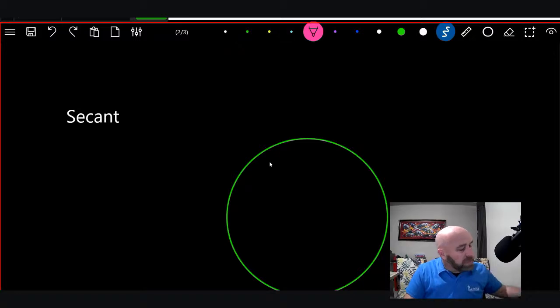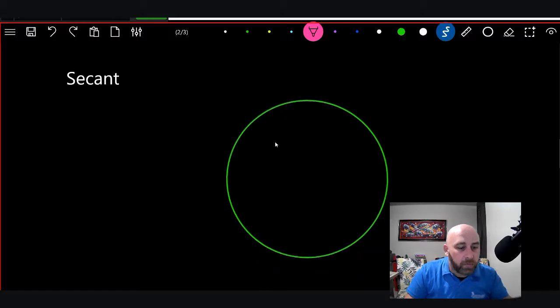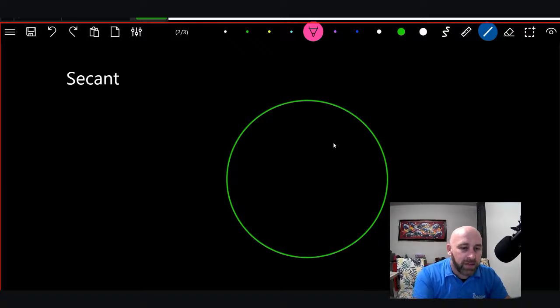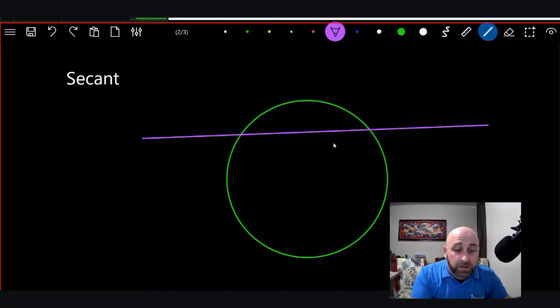Page 150, we'll talk about the secant, just a little bit about what that looks like and some other things with it, and then we'll be done with this lesson. A secant is a straight line that cuts the circle. That's on page 150. So, for example, the book shows you something that looks like this.